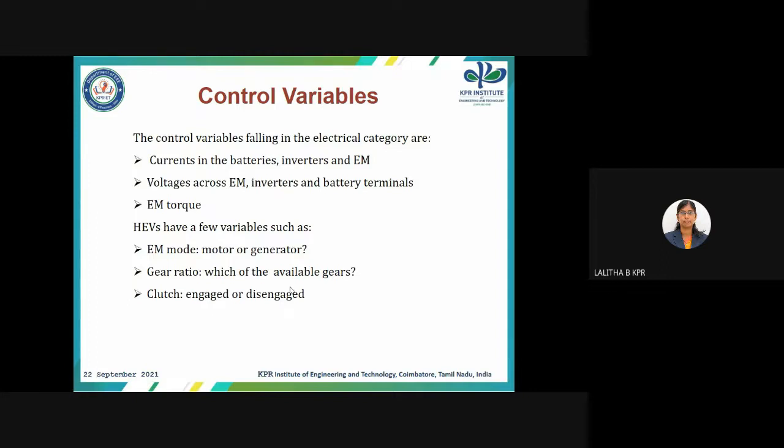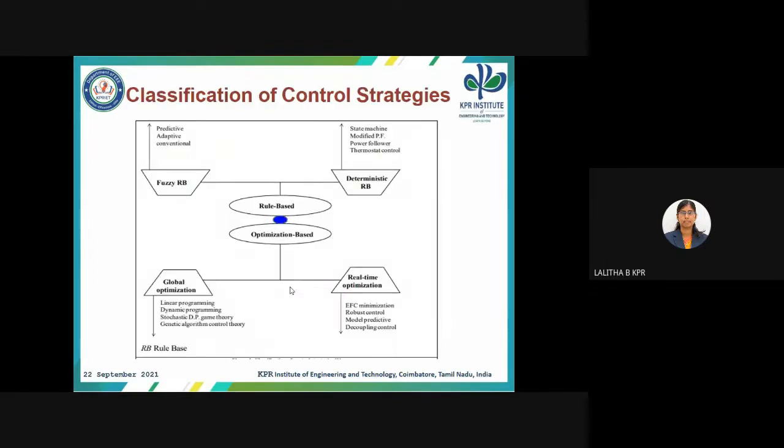A few other variables need to be considered for the electric vehicle operation. One is whether the electric motor will be in motor mode or generator mode, and we need to consider the gear ratio, and the clutch, whether the clutch is engaged or disengaged. So these are the control variables and the ECU operations. Next, we go for control technologies or control strategies used in the electric vehicle.